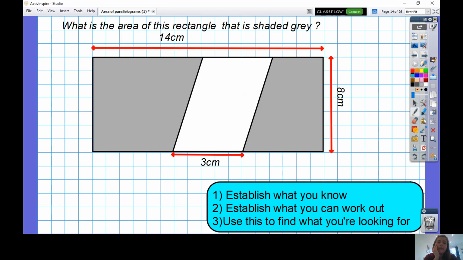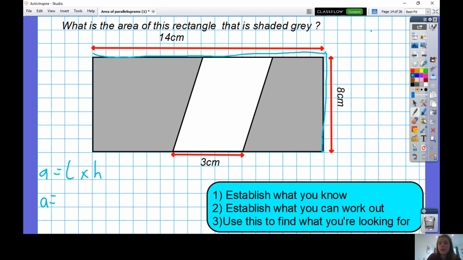What is the area of the rectangle that's shaded grey? So I can see this area is grey and this bit is grey. Start with what you know then. I know that the length of this rectangle is 14 and the height is 8. I also know that I can find the area of a rectangle by doing the length times the height. So I'm going to find the area of the rectangle.